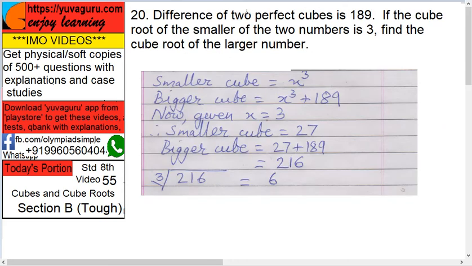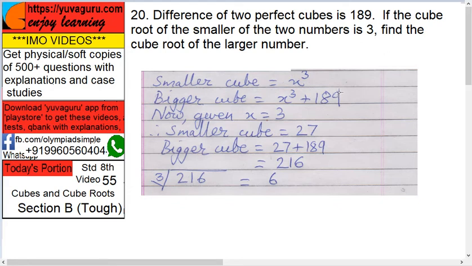Next, the difference between two perfect cubes is 189. If the cube root of the smaller of the two numbers is 3, find the cube root of the larger number. Here, the difference between two perfect cubes is 189. So, let the smaller cube be x cube. If the cube root of the smaller of the two is 3, the smaller cube is x cube.